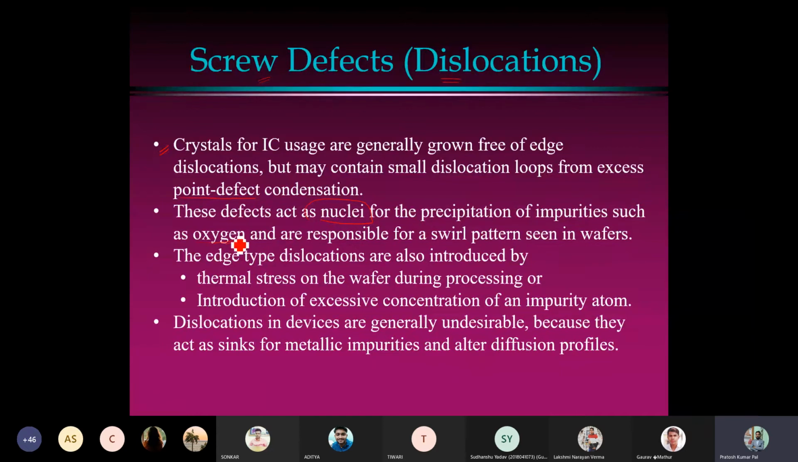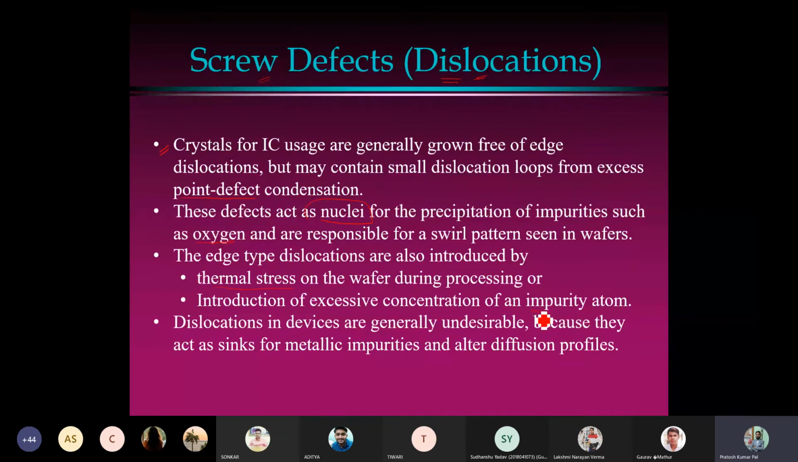So we should avoid this. In the process steps we consider, there should not be any point defects, as these point defects can attract dislocations into the crystal. The edge type of dislocations are basically introduced by thermal stress. If thermal stress is there on the wafer during the process, edge dislocations can appear, or because of the introduction of an excessive concentration of impurity atoms. If an excessive concentration of impurity atoms is present in the crystal, that can make the edge type of dislocations.